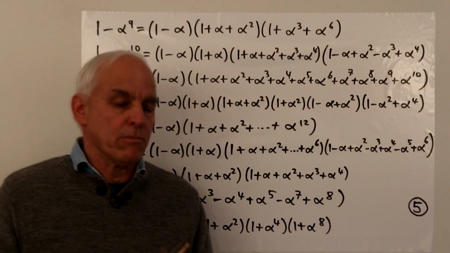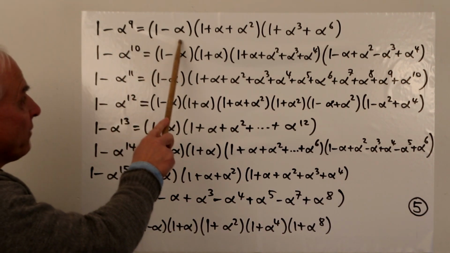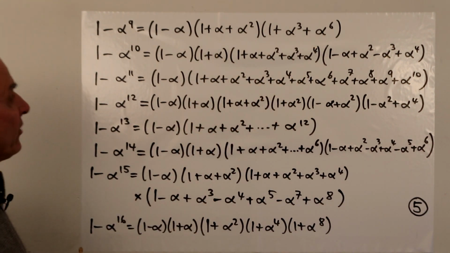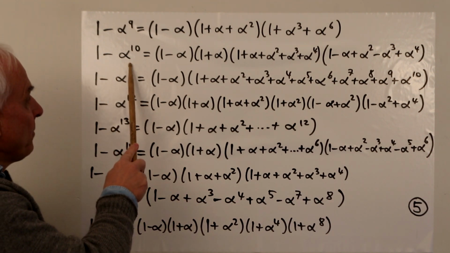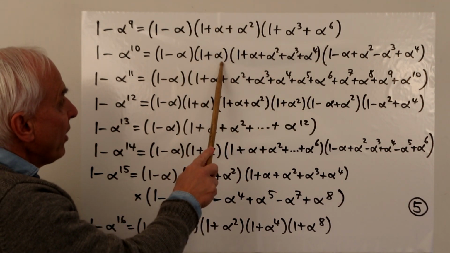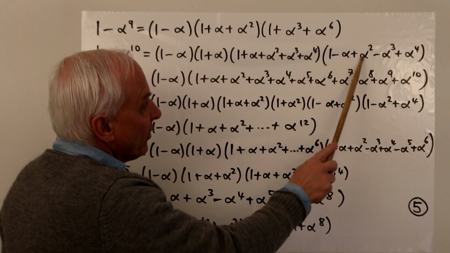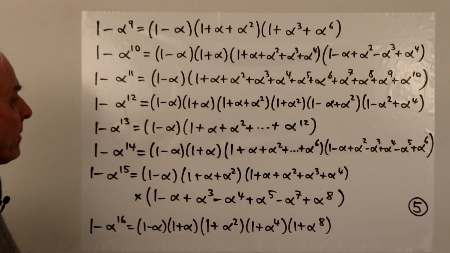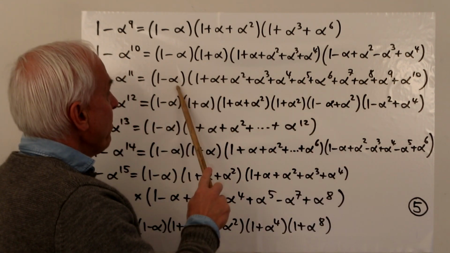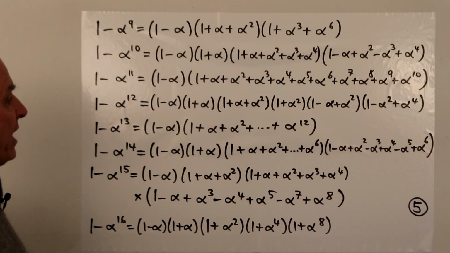So let's have a look at some more because they are important for this discussion. 1 minus alpha to the 9 is 1 minus alpha times 1 plus alpha plus alpha squared times 1 plus alpha cubed plus alpha to the 6. 1 minus alpha to the 10 is a lot like 1 minus alpha to the 5th, this factor and this factor, but there's also 1 plus alpha, and then there's this factor here which is a lot like this one, except with minus signs and plus signs alternating. 1 minus alpha to the 11, well, that's similar to what we've seen before, the 1 minus alpha factor, and then this sum of all the powers up to alpha to the 10.